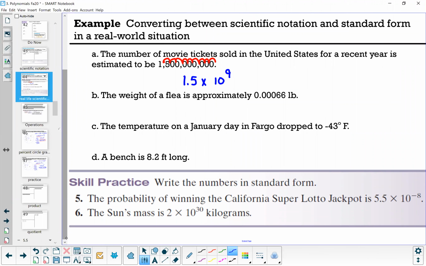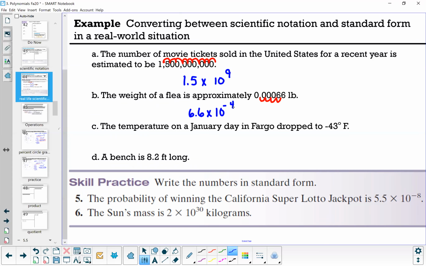Let's take a look at B. The weight of a flea is approximately 6,600 thousandths, or 0.00066 pounds. So our A value is going to be 6.6 times 10 to some power. Let's figure out what that power is going to be. So starting at the decimal point, we go 1, 2, 3, 4. So that's going to be 6.6 times 10 to the negative 4.